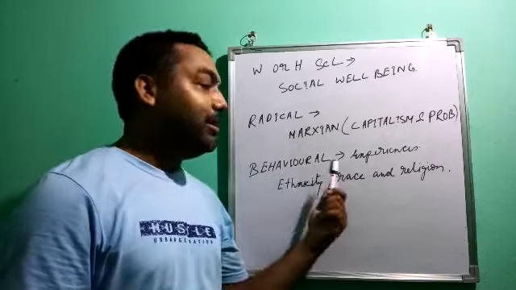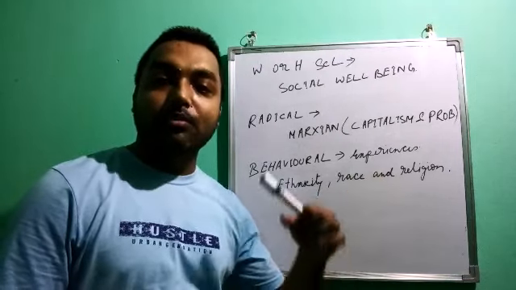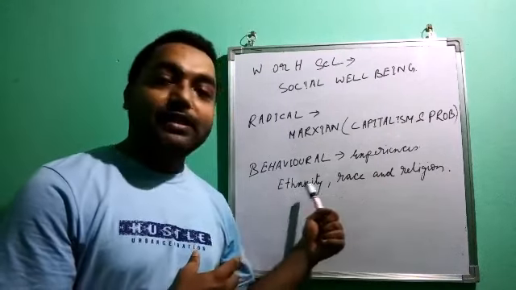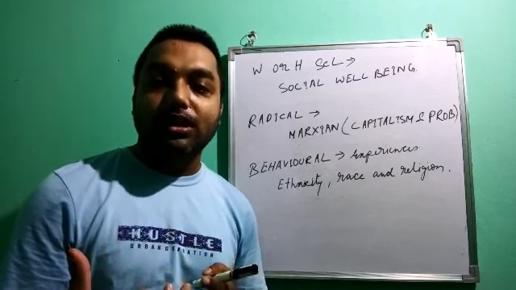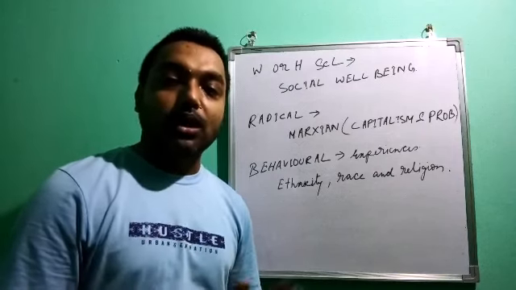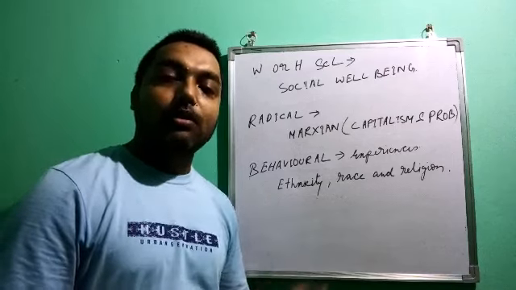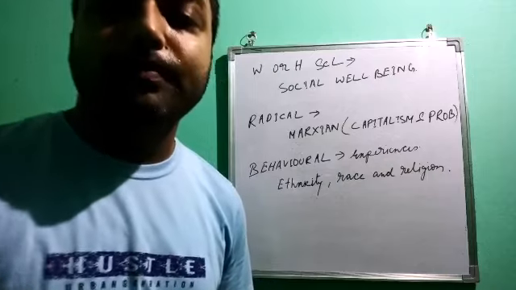Next is the behavioral approach. In this approach, the experiences and problems related to perception, identity, race and religion are studied. From these three things, what experience comes up? What is the perception? What do people think about it? The study of human geography is about all of that. So these are the three schools of thought related with human geography.